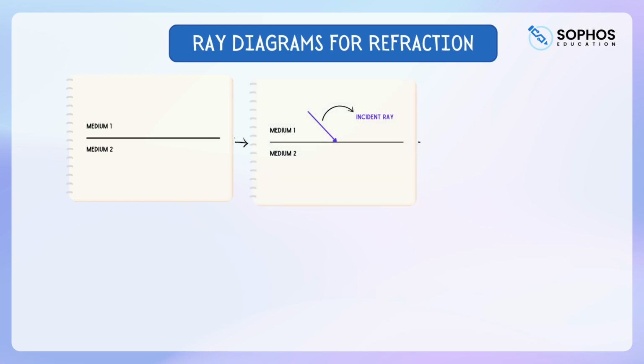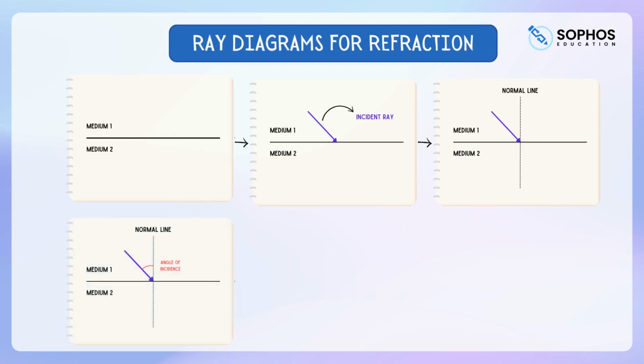In today's lesson, we focused on constructing ray diagrams to represent the refraction of light as it moves between different media. We began by drawing the boundary between two media and added the incident ray pointing toward this boundary. We then introduced the normal line, which is perpendicular to the boundary and essential for measuring angles.